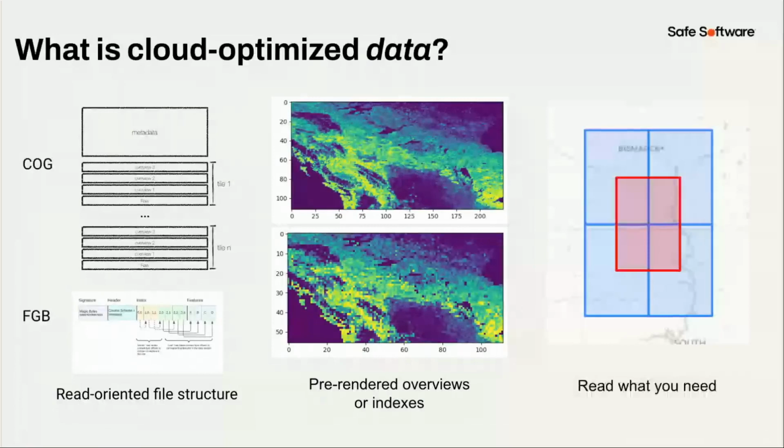And then my favorite concept and the theme of the day is reading what you need. So if I'm only looking for data within this red box, I'd only have to download these 4 blue tiles, which would be chunked up in a smaller compressed file, whereas with a more traditional format, you'd have to download multiple scenes of data, and all the data outside of it would be data that you wouldn't need. So this is that idea of what that data actually looks like in practice.